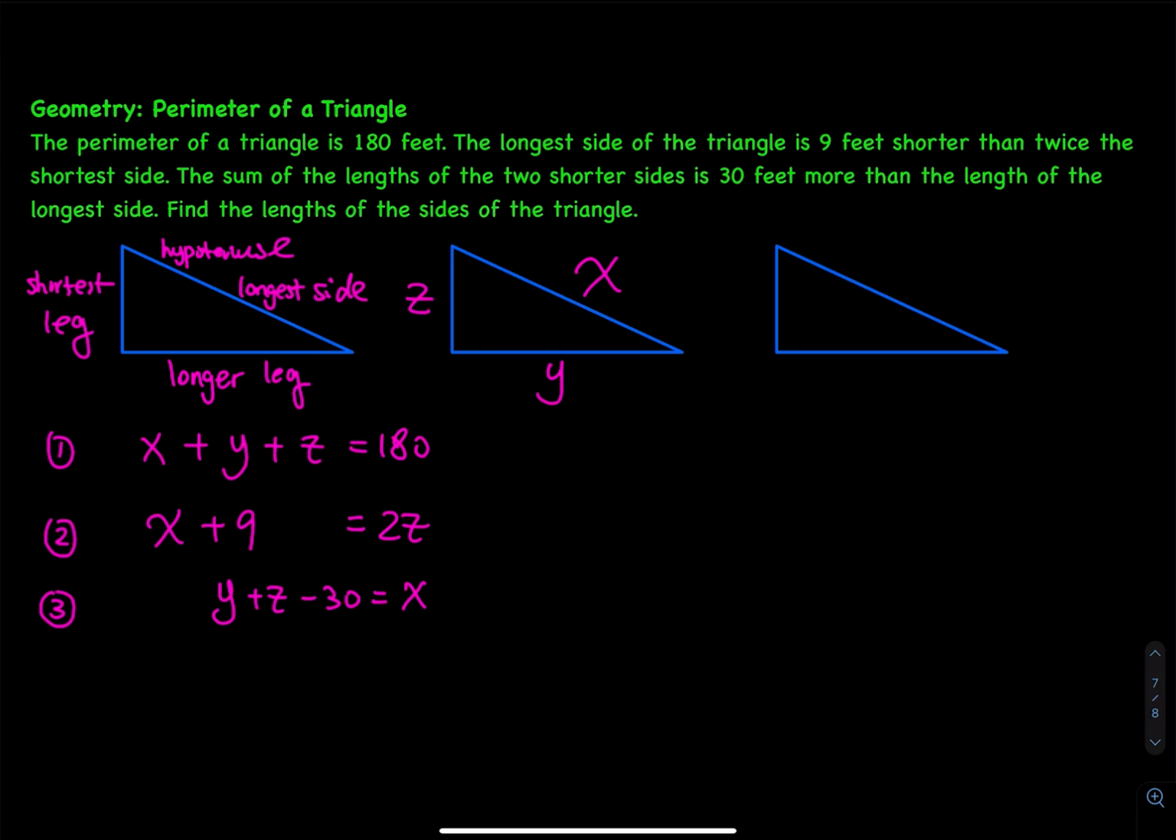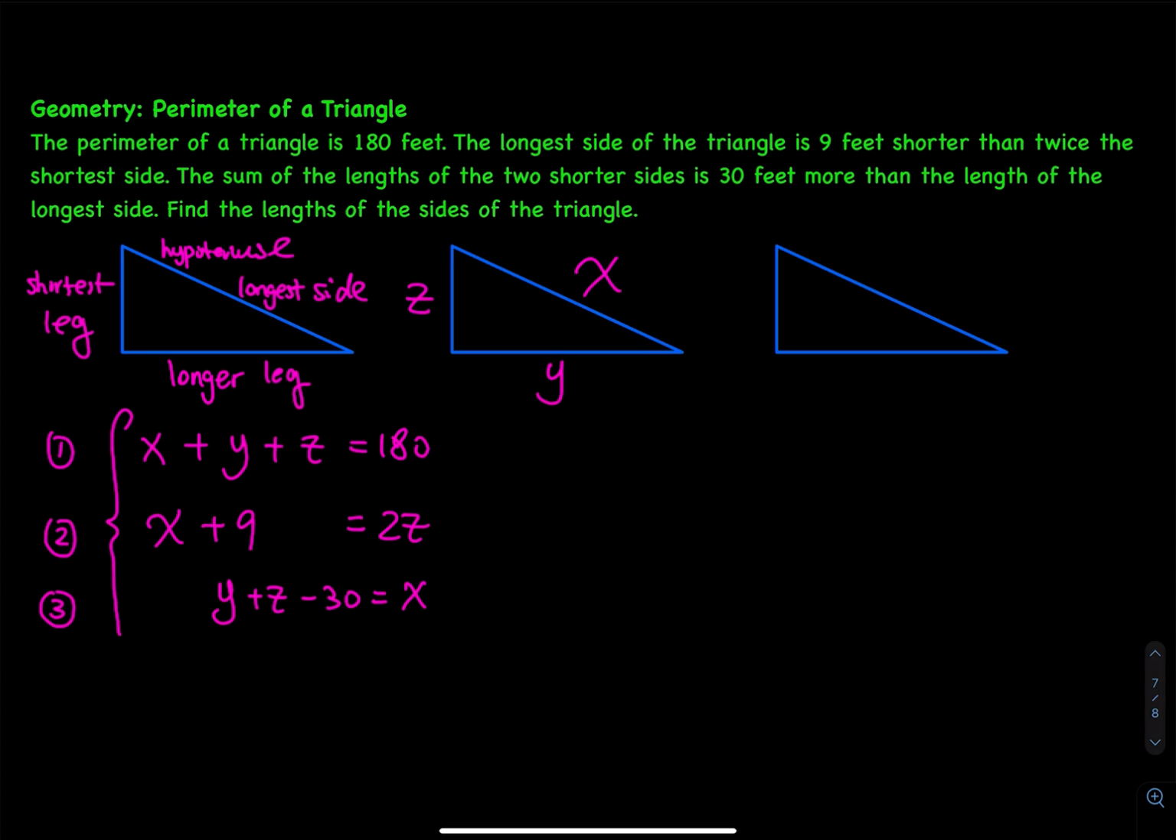The longer side, 30 more than the longer side, which is the hypotenuse. So that will be the x. So now the system is set up. The system is right over there. And then we are trying to do everything we can to solve for x, y, and z.